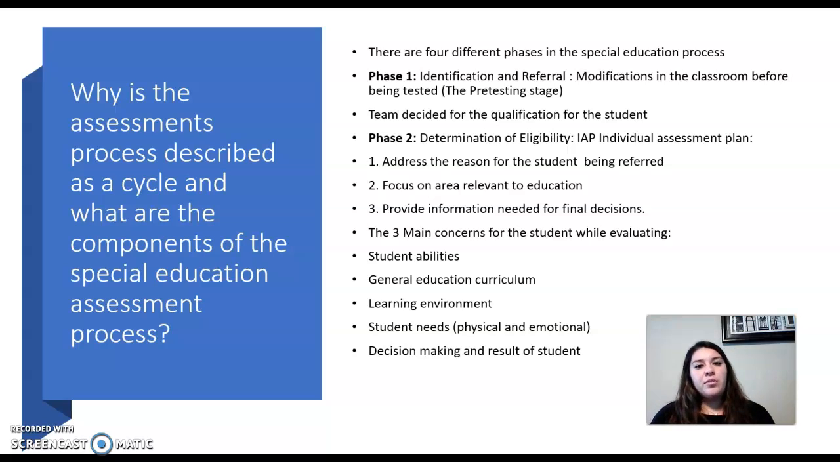And then for phase 2, the determination of eligibility of the IAP, which is the individual assessment plan. There are 3 main topics that they look into. One is to address the reason for the student being referred. So why does the student need to be looked at? Why does the student need to be tested? What are the areas that need to be tested? Two, focus on areas relevant to education. So like I said, what does the student need to be tested for? What subject? Three, provide information needed for final decisions. So what's going to help the student best?